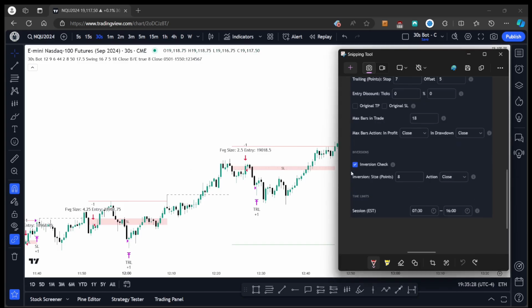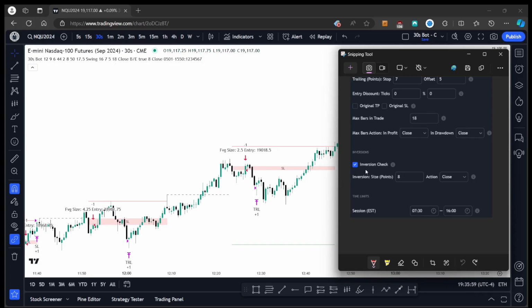Next setting is the inversion check. Oftentimes, if you work with fair value gaps, you know that the first sign that the fair value gap is going to fail is if it is inversed, meaning the price closes above the fair value gap. As happened here, this short FVG was actually inversed. However, inversions on very small FVGs are highly unreliable, and are not indicative of the trade actually failing.